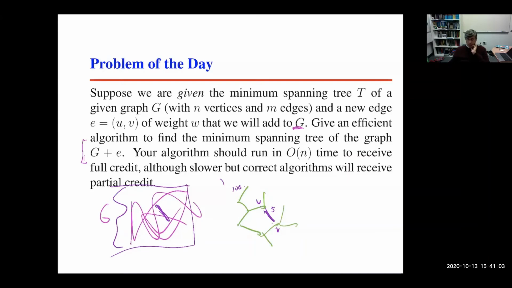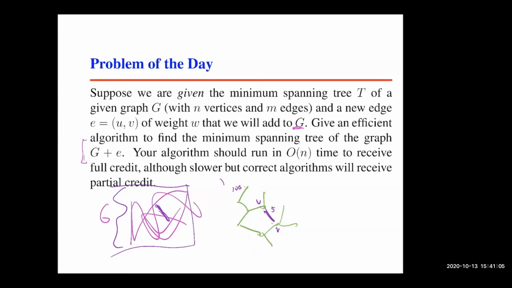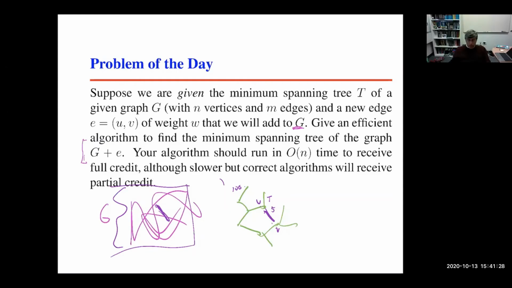Maybe we could traverse through the spanning tree T, starting from the vertex U, because we're adding an edge UV, right? And then we go through it until we reach V. When we reach V, we start to go back and look for the maximum weight edge along the path. That sounds very good to me.